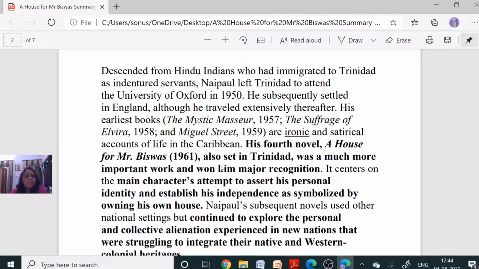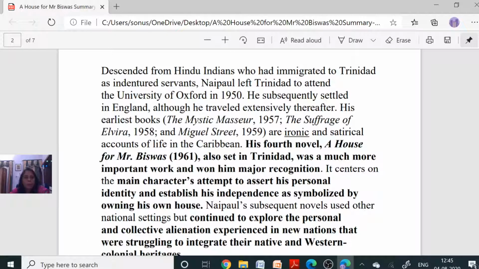Now, his ancestors were Hindu Indians, and they immigrated to Trinidad as indentured servants. Naipaul left Trinidad to attend the University of Oxford in 1950 and subsequently settled in England. His earliest books are these.